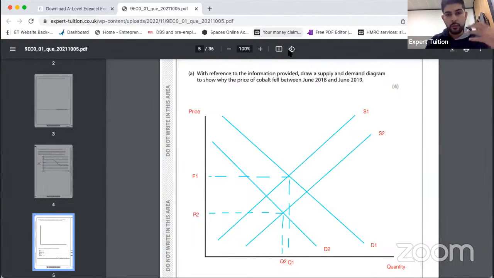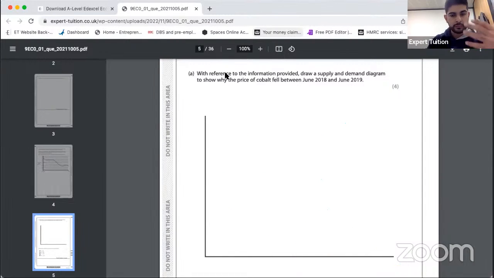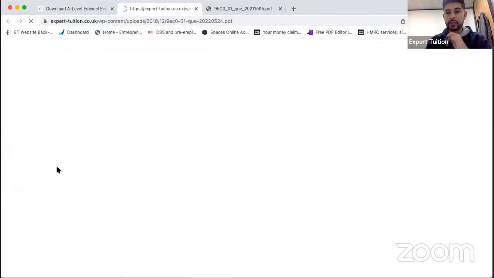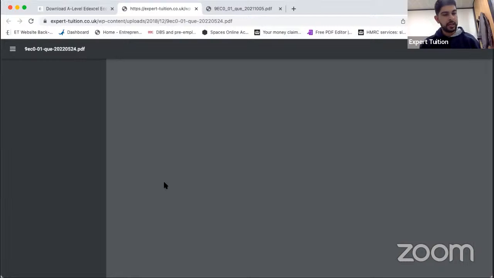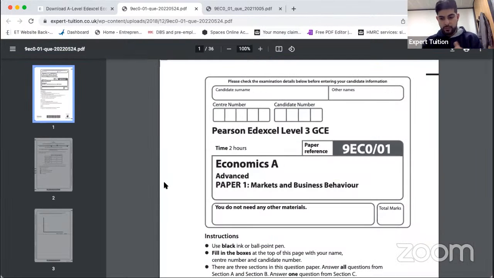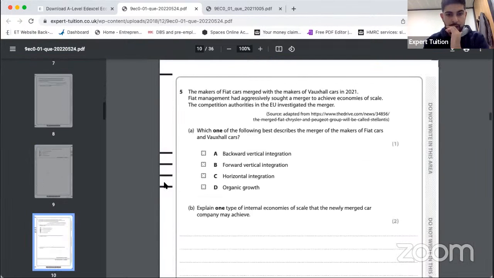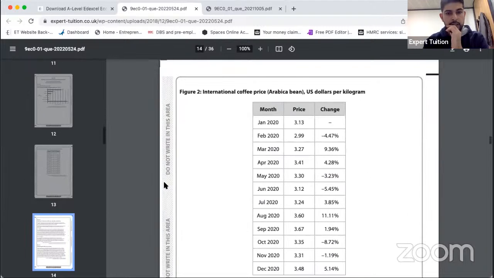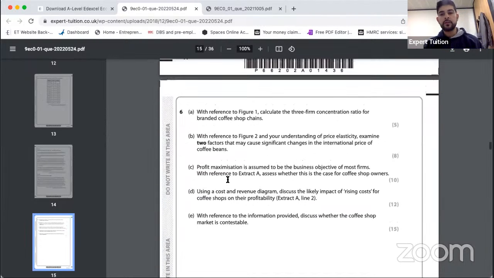Right. Okay. Let's do one more question that I regard as slightly easier, and then we'll start jumping into some much more deep and complex stuff. The 2022 paper last year, as a 5 marker, had the following question. So just let me load it up. Here we go. It says, with reference to figure 1, calculate the 3-firm concentration ratio for branded coffee shop chains.